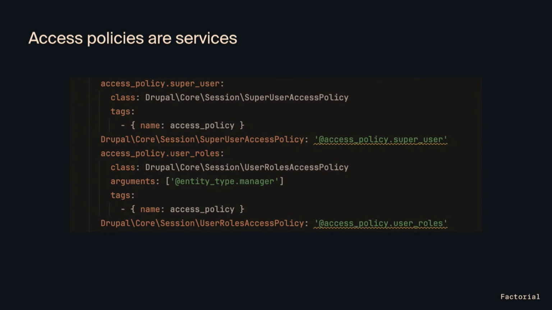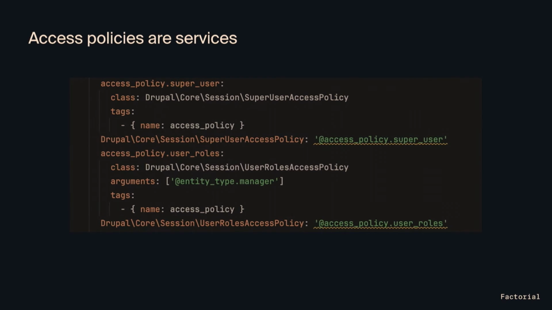Now, there's something really cool about this, because access policies are services, and this is what that looks like. So you can see that we have, do I have red lines here? Nope. I forgot to add those, but you can see that we have a tag called access policy. That's how the processor picks them up. And then you can do whatever you want, like with a normal service. But you can see that we just declared them like this.